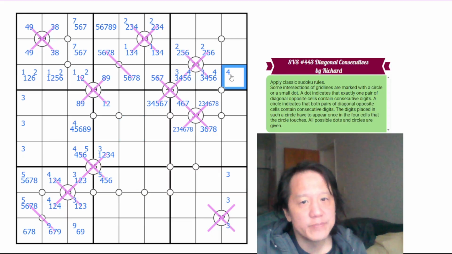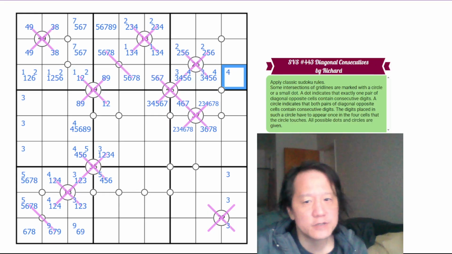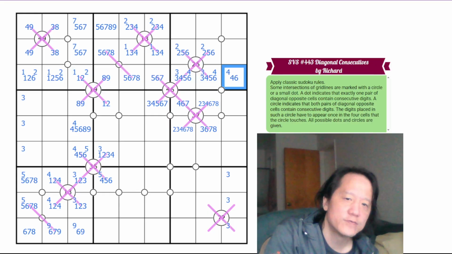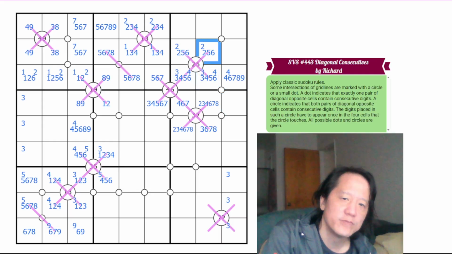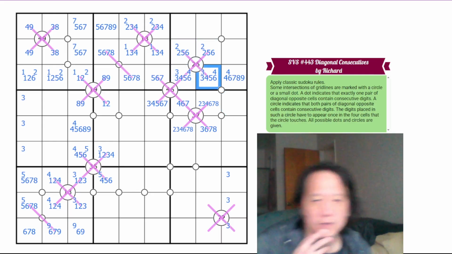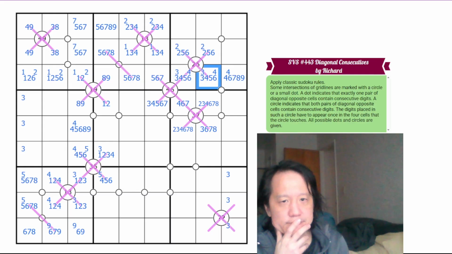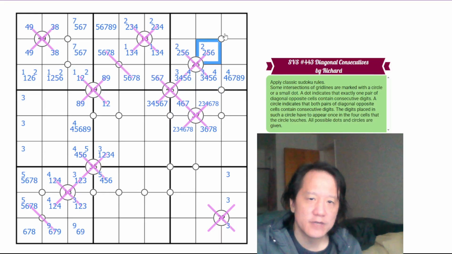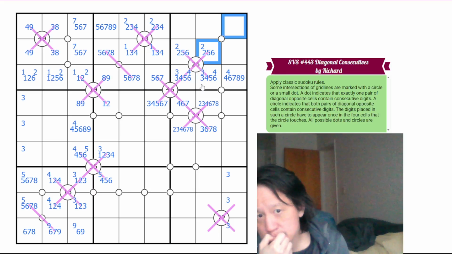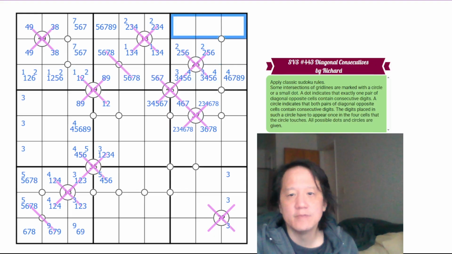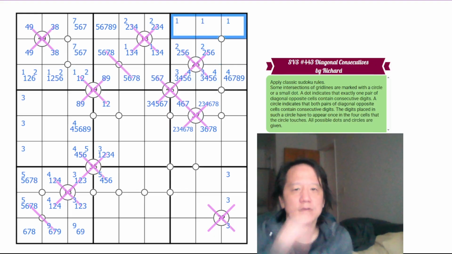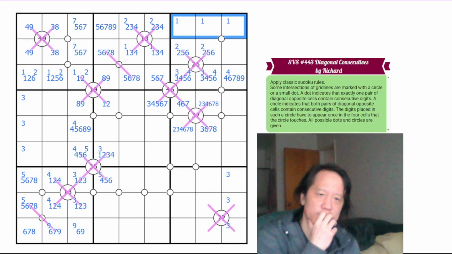So this cannot be 1, 2, 3. So it could be 4 through 9, 4, 6, but without a 5, because we're guaranteed a 5 here. What? No, it doesn't have to be this way. Okay. So 1 has to be one of the digits here. We don't know which, though.